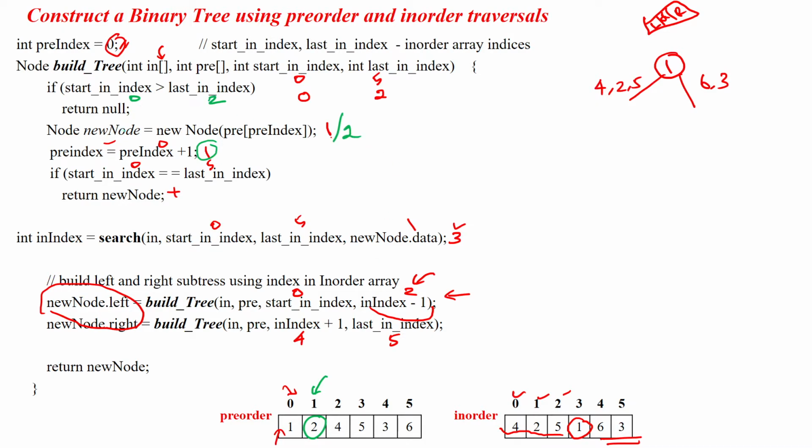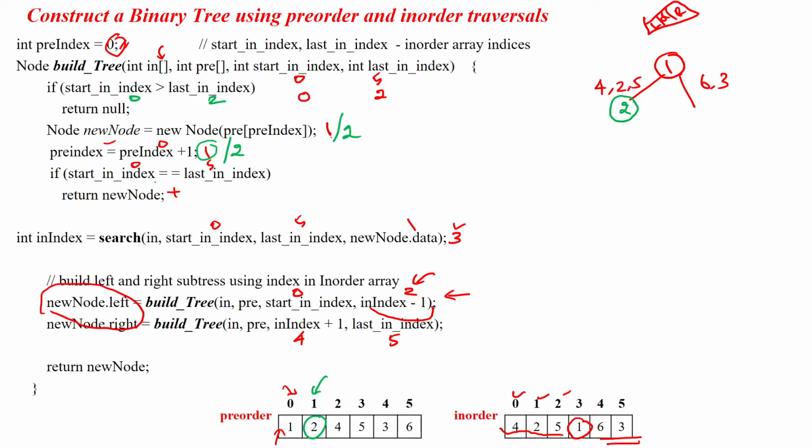So a new node is created with value 2. Among these three numbers, this is going to act as the root. So the new node is created. The pre-index is also incremented; now pre-index is 1 as of now, and 1 plus 1 is 2.